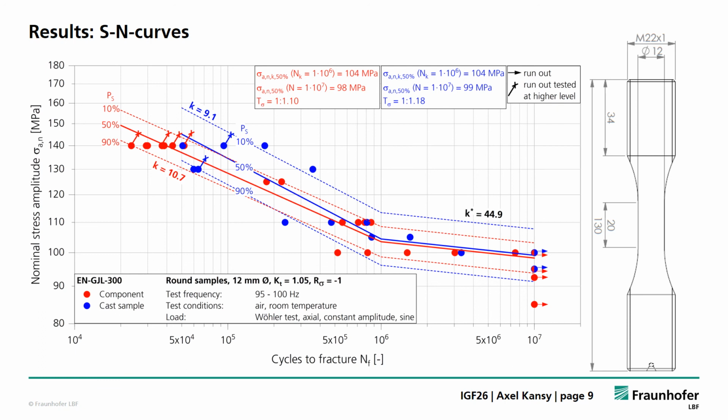Both curves are very similar. We have similar fatigue strength at the knee point with 104 megapascals and similar fatigue strength at 10 million cycles. We also see that the scatter ratio of 1 to 1.1 and 1 to 1.18 is low and very similar.